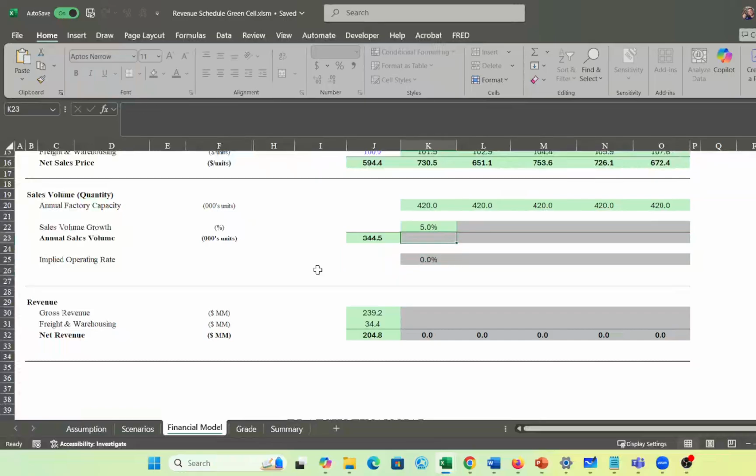Okay. I'm going to do this the incorrect way, and then go back and solve it the correct way so we can explain this. So I'm going to say equals the annual sales volume. We want to know by what, there's a sales volume growth. It's going to grow at 5% per year for the first year. So I'm going to hit the previous year and multiply that times 1 plus the growth rate.